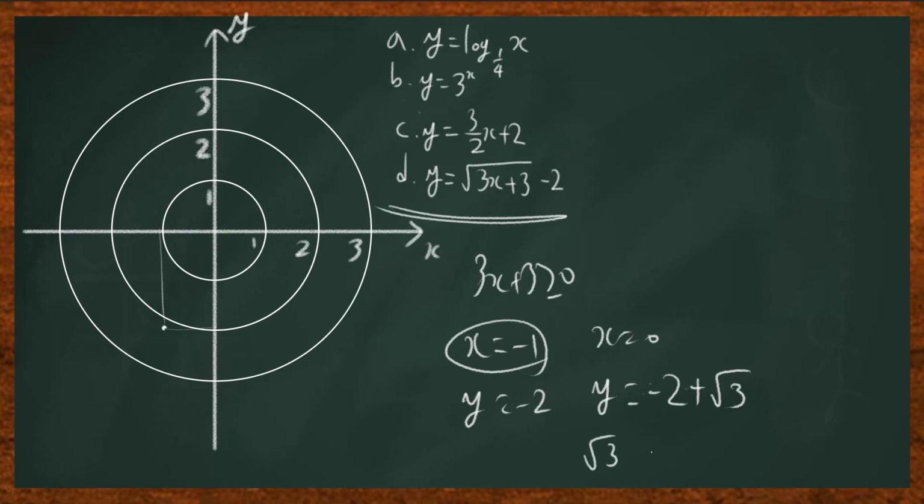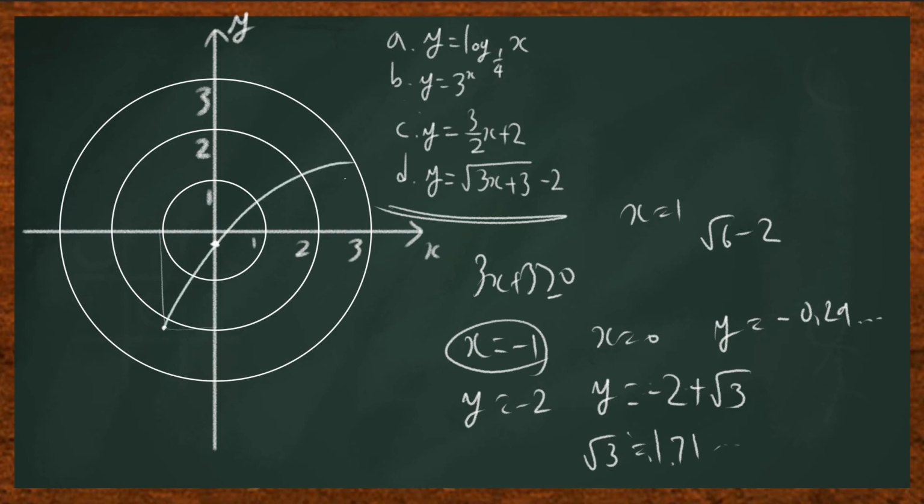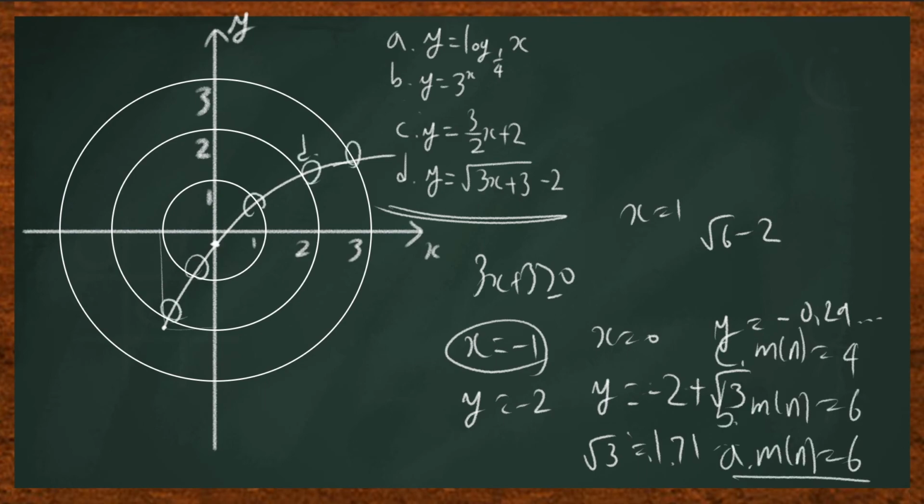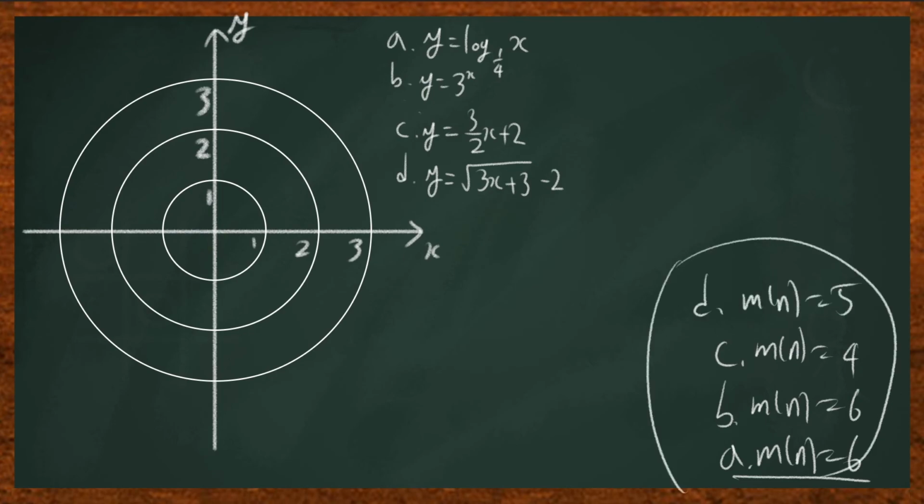Because the approximation of square root of 3 is 1.73, I miswrote this, sorry. The y will be approximately -0.27. The important thing is that it is greater than -1. We can also put in x equals 1 and put in the value of square root of 6, but because we know how this square root function will be drawn, we can just draw it. So the intersection point of D will be 5. So the Mn of D will be 5.